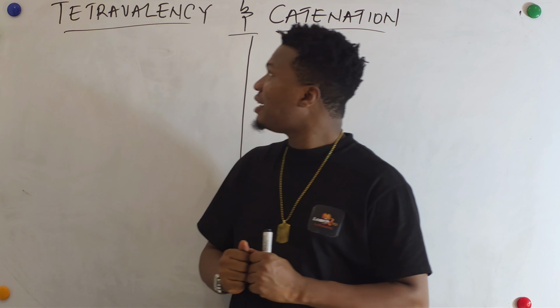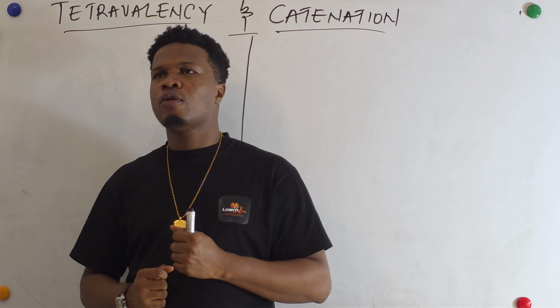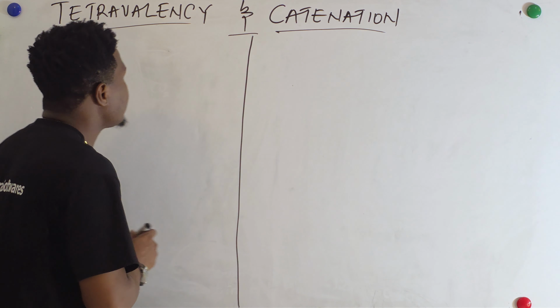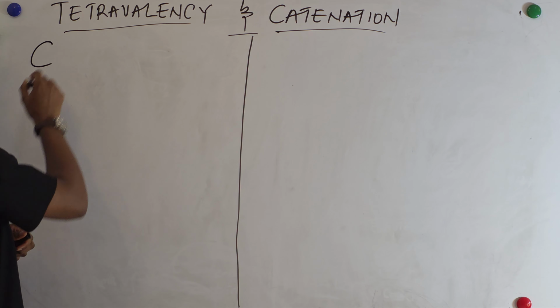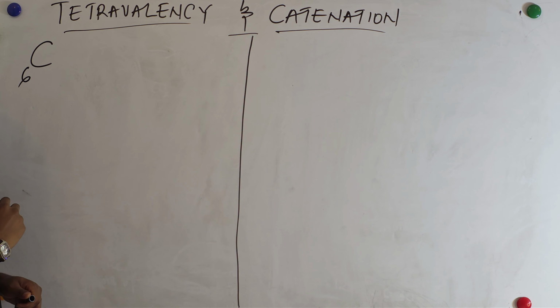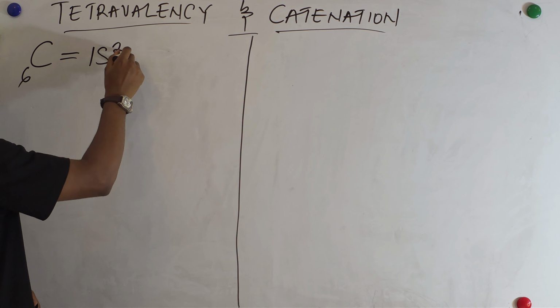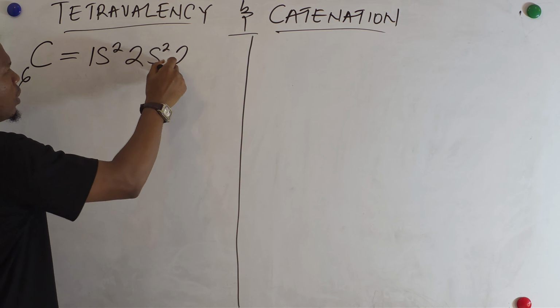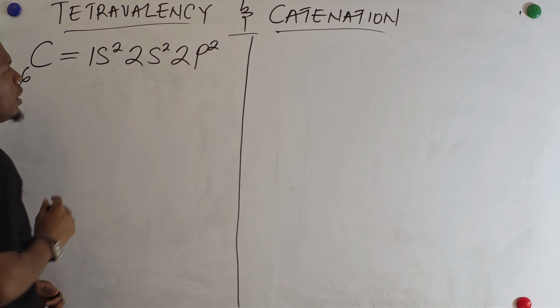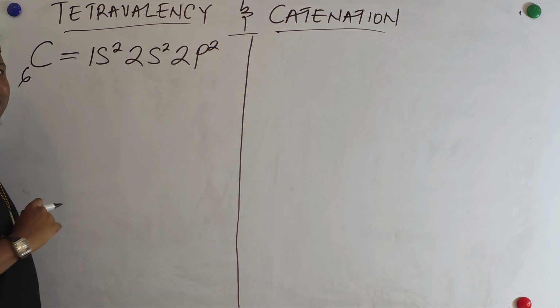Class, we'll be looking at tetravalency and catenation. Now, first of all, let's talk about carbon. Carbon has atomic number 6. The electronic configuration for carbon is 1s2, 2s2, and 2p2. This is the configuration at the ground state.